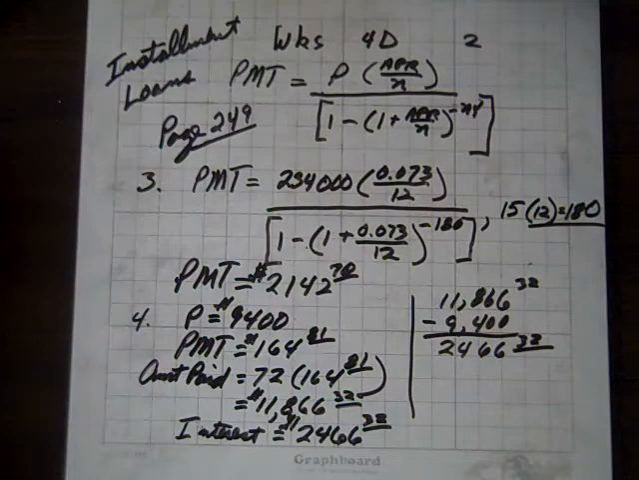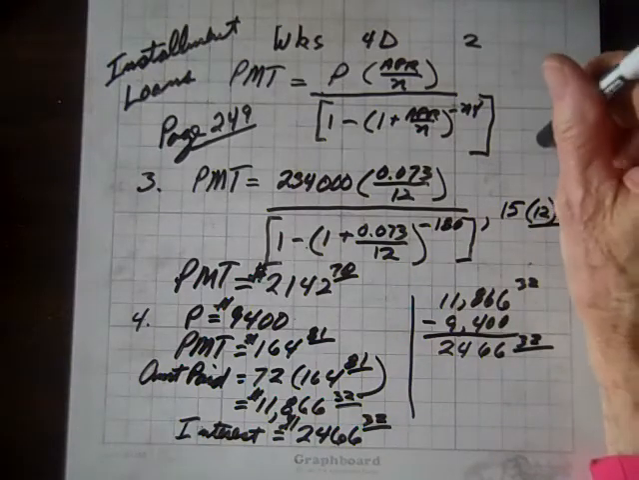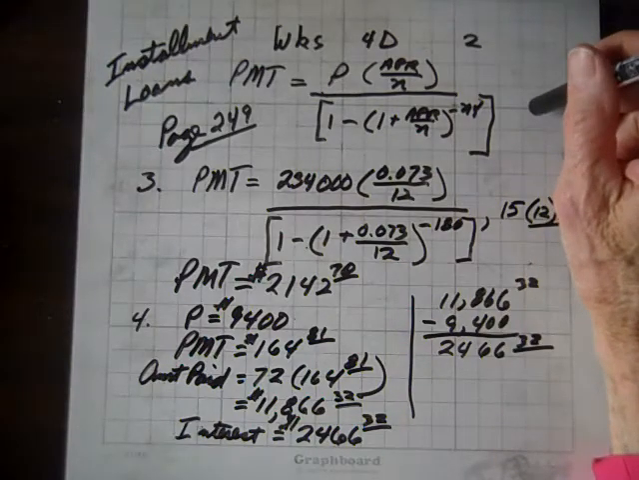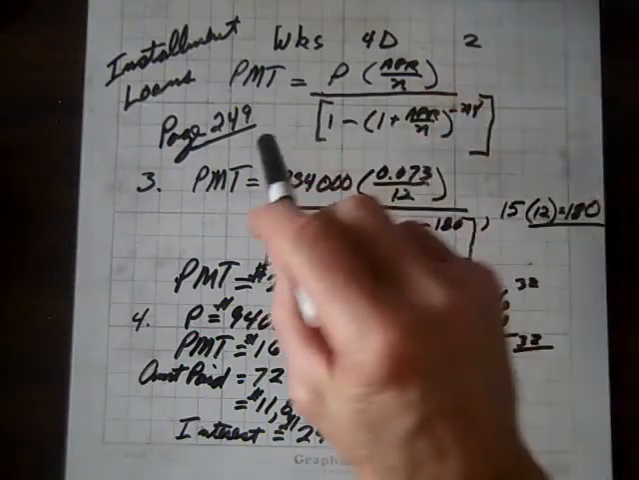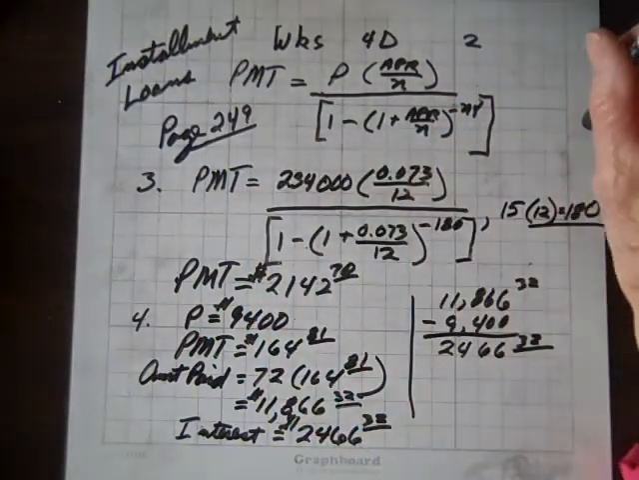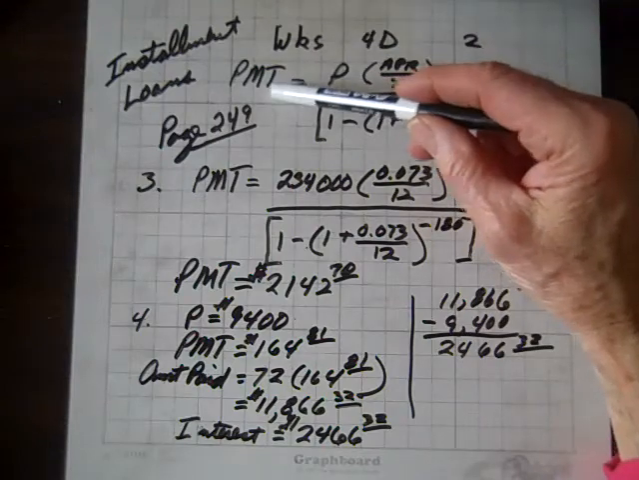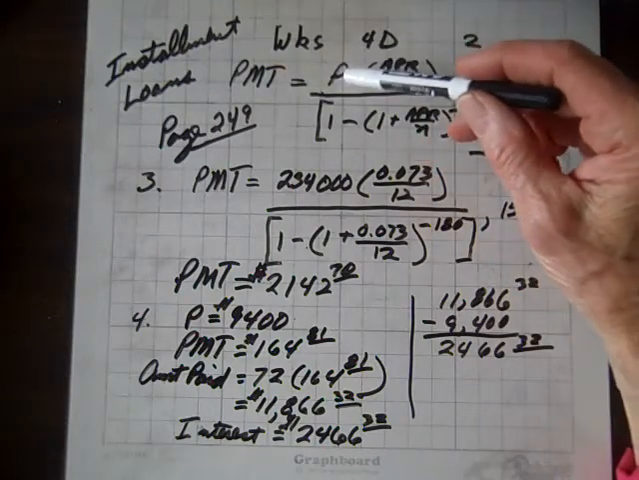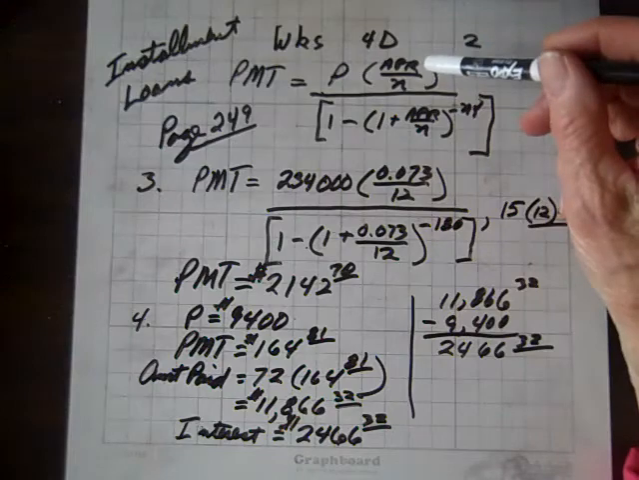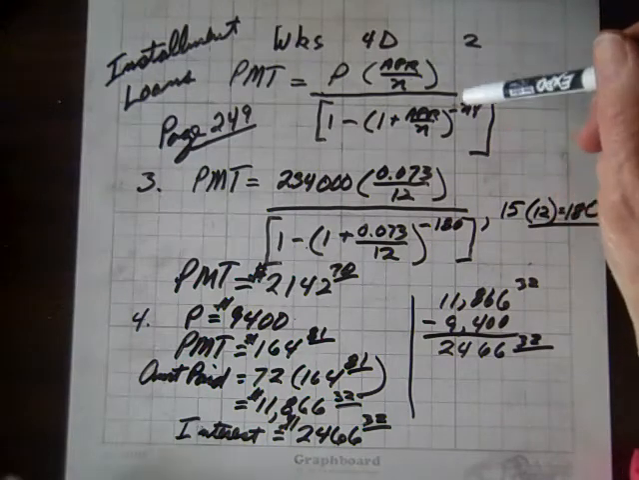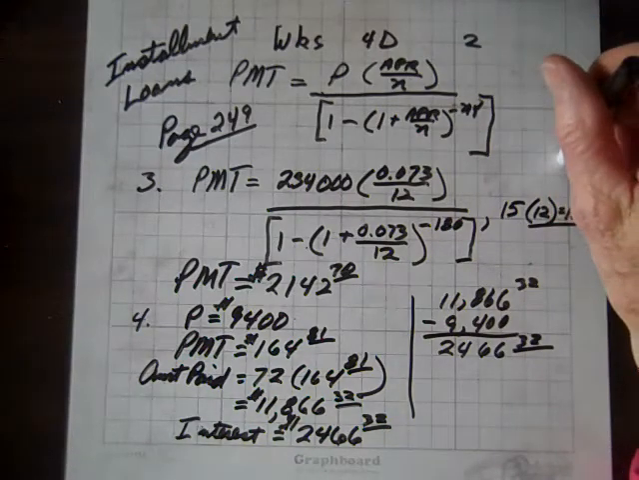Now we're doing worksheet 4D, and this is on installment loans. This formula is also on that worksheet I emailed to you, and it can also be found on page 249. What we're determining is the payment given the principal, what we owe, times the ratio of the APR over N, and so on.